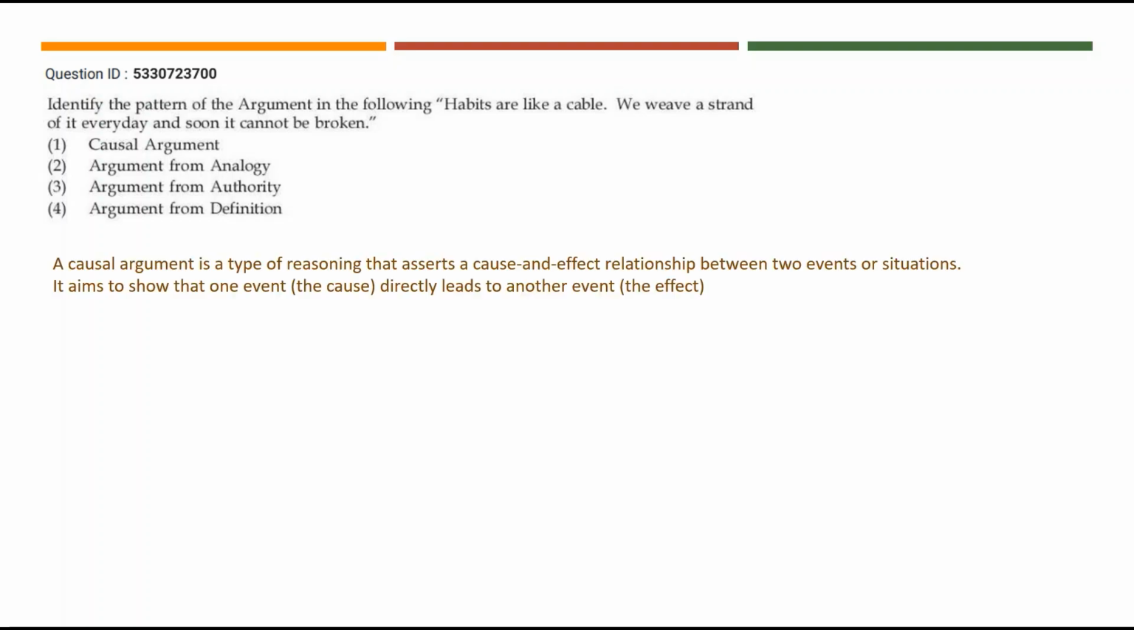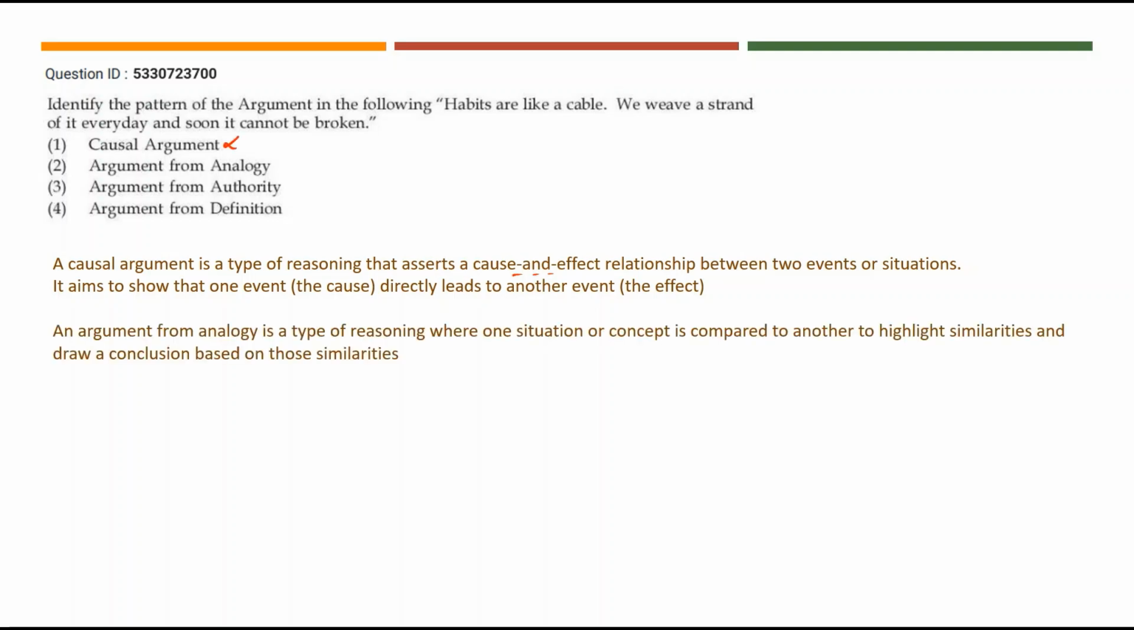A causal argument is a type of reasoning that asserts a cause and effect relationship between two events or situations. It aims to show that one event directly leads to another event. It actually aims to show that the cause is directly leading to the effect. They are comparing habits to a cable. So a comparison is taking place and there is no cause and effect relationship here. So we can rule out option 1.